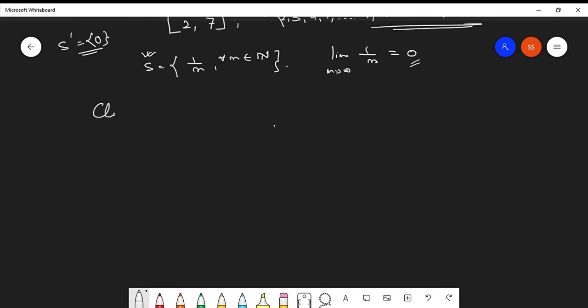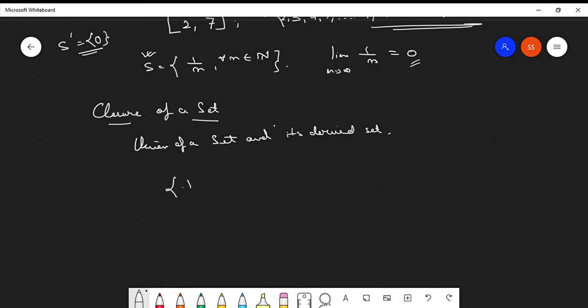Talking about the closure of a set: the closure of a set is basically the union of the set and the set of its limit points, I mean a set and its derived set. Clear? So basically this set 1 over n for all n belonging to the set of naturals, union 0, is the closure of S. S means this set. Got it? This is often denoted as S bar. Sorry, S bar. Dash gives you derived sets.